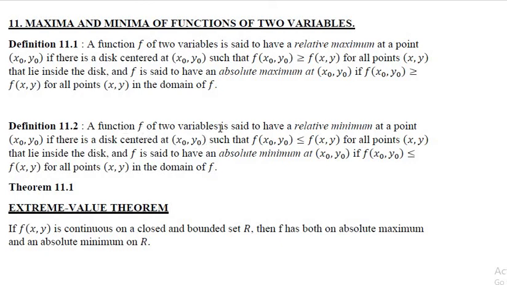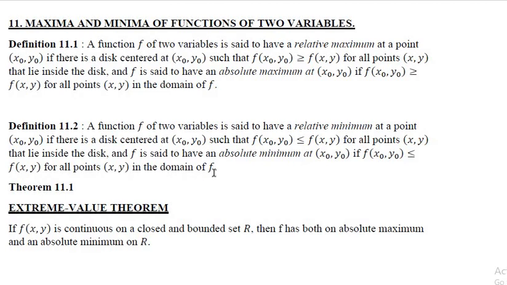A function f of two variables is said to have a relative minimum at a point x0, y0 if there is a disk centered at x0, y0 such that f of x0, y0 is less than or equal to f of x, y for all points x, y that lie inside the disk, and f is said to have an absolute minimum at x0, y0 if f of x0, y0 is less than or equal to f of x, y for all points x, y in the domain of f.